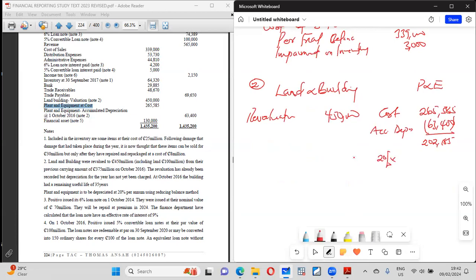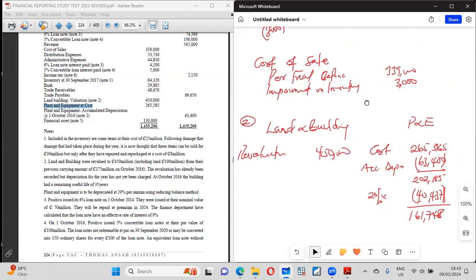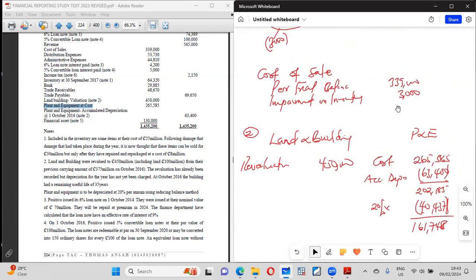So multiply by 0.2. It's what? 40,437. Yeah. So we can get our carrying amount safely. What is the carrying amount? 161,748. All right. So immediately we have the depreciation for the year. You go and add it to the cost of sales. It's 40,437. So this is our cost of sales.